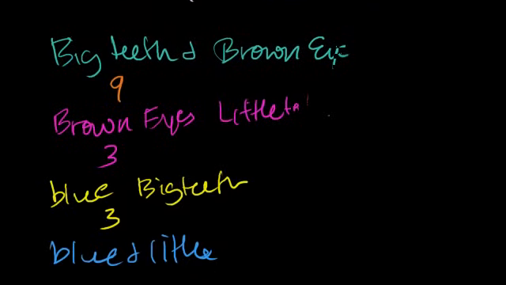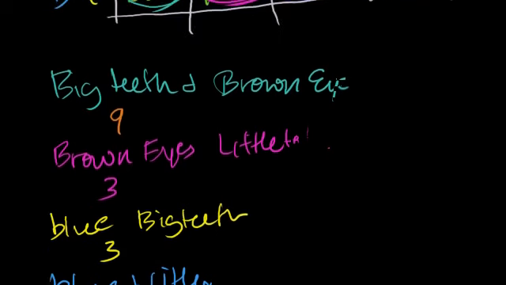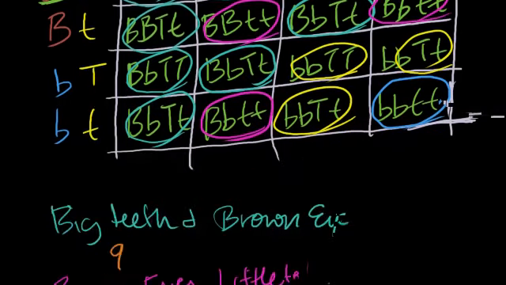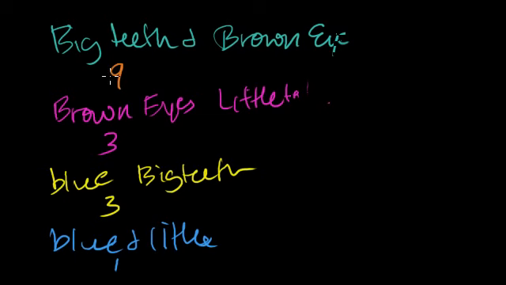So if you look at this and you say, hey, what's the probability? What's the probability of having a big teeth, brown-eyed child? And these are all the phenotypes. There are 16 different possibilities here, right? There are 16 squares here. 9 of them describe the phenotype of big teeth and brown eyes. So there's a 9/16 chance of having a big teeth, brown-eyed child. What's the probability of a blue-eyed child with little teeth? 1 in 16.